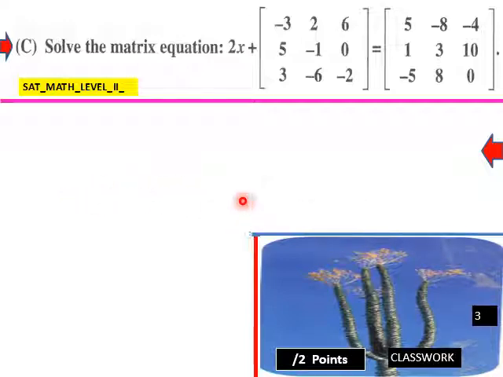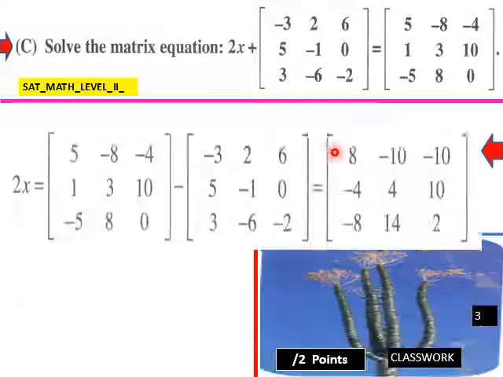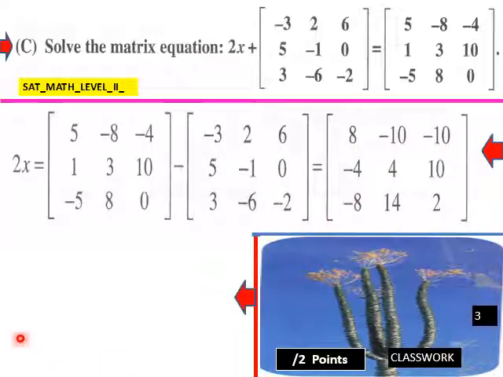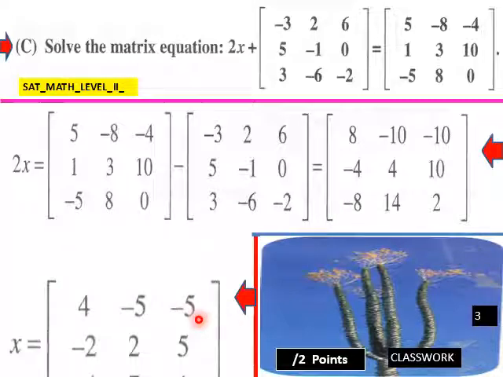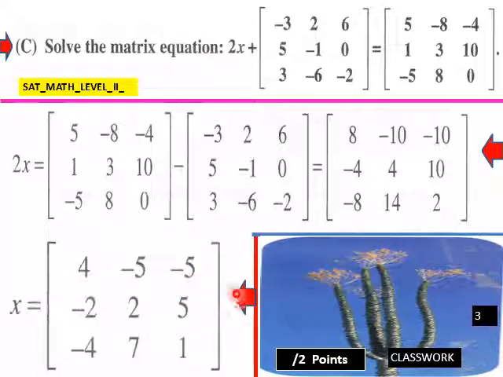Negative 6, the negative of negative 6 would be 6 and 8 would be 14. And then positive 2 and 0 will be positive 2. So now we get 2x equal this matrix here. Now when we divide these by 2, every entry by 2, we get this matrix here. So that would be how you would solve that.